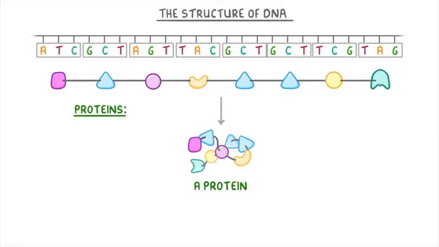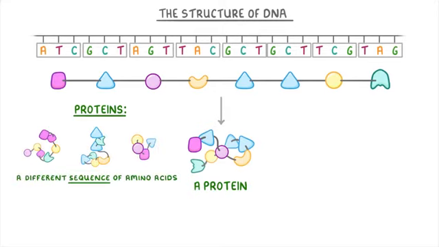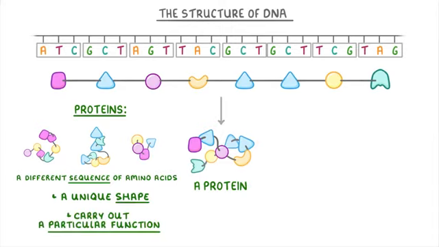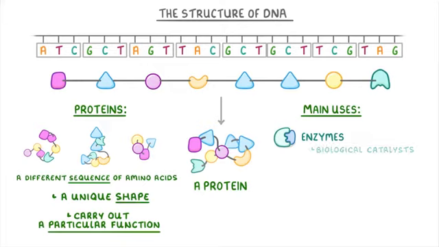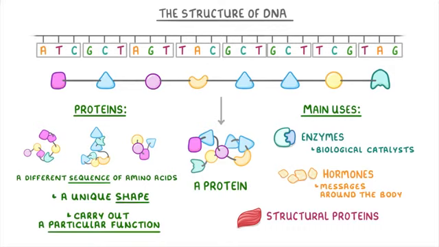Now, the important thing about proteins is that because each type is made from a different sequence of amino acids, each type will have a unique shape, which allows it to carry out a particular function. So within each of our cells, we have loads of different proteins that carry out loads of different things. The main uses of proteins, though, are in enzymes, which act as biological catalysts to speed up the rate of chemical reactions, hormones, which carry messages around the body, and structural proteins, which add strength to our cells and tissues.